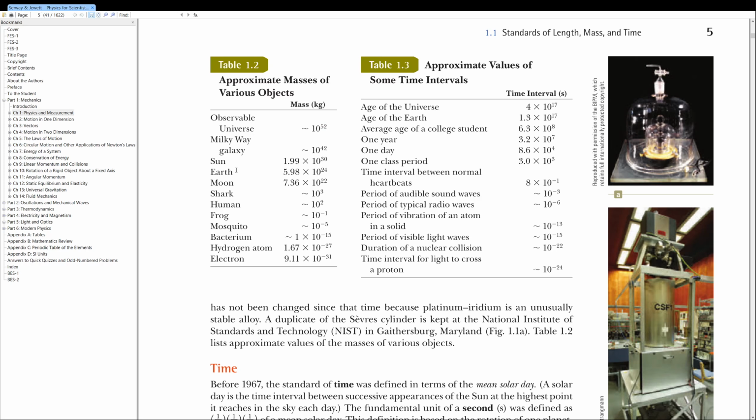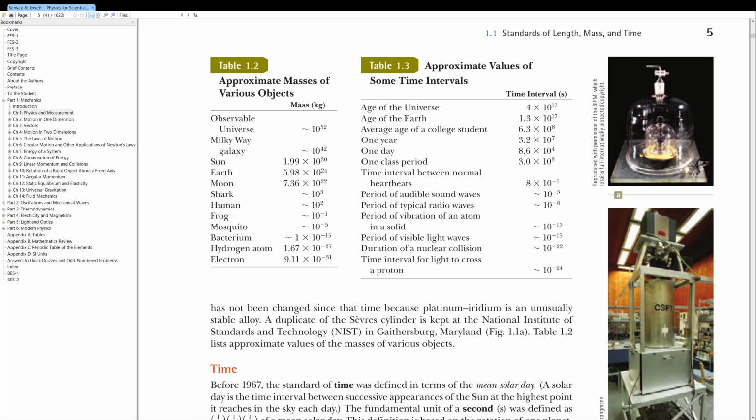That's a large number. But a frog is about 1/10 of a kilogram. A mosquito is 1/100,000ths of a kilogram, right? A bacterium is very small, 10 to the minus 15 kilograms. And then a hydrogen atom is way smaller than that, 10 to the negative 27. And an electron has a mass of 10 to the minus 31. Okay.